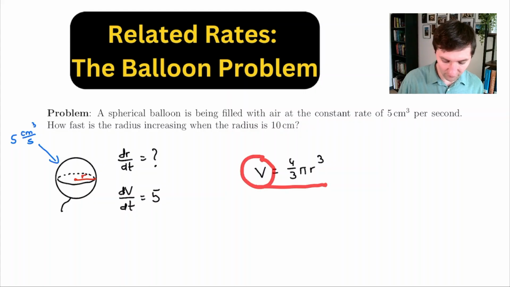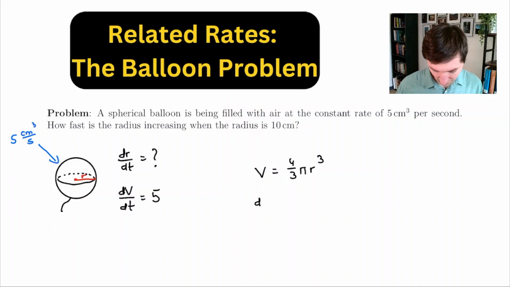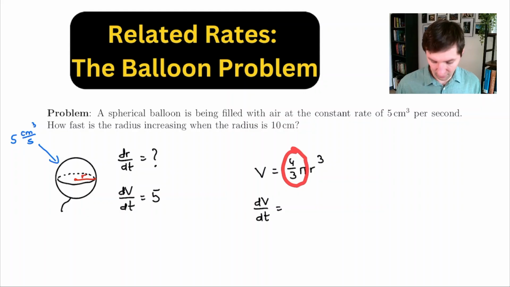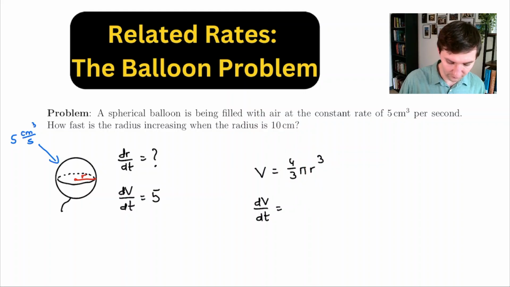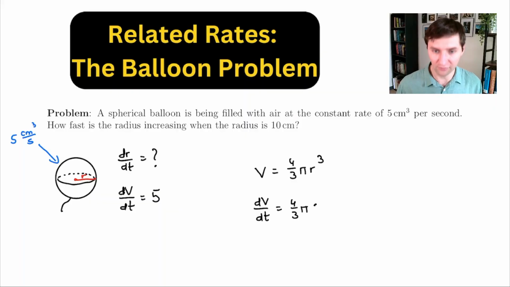If I take the derivative of V with respect to time, I will get dV/dt. On the right side, I have 4/3 pi is a number, r is a function. So when I take the derivative, I use the constant multiple rule. I rewrite the number and then take the derivative of the function. So I rewrite 4/3 pi, and then I take the derivative of r to the third power.